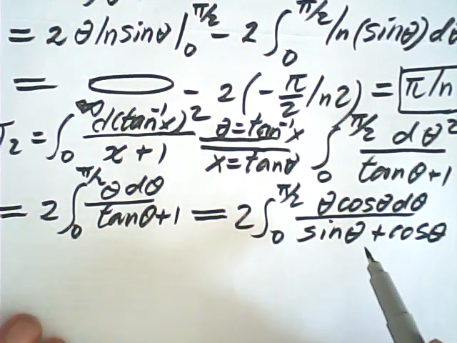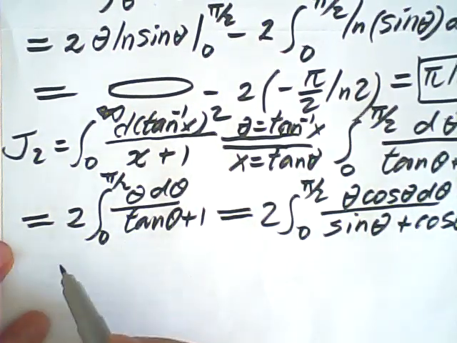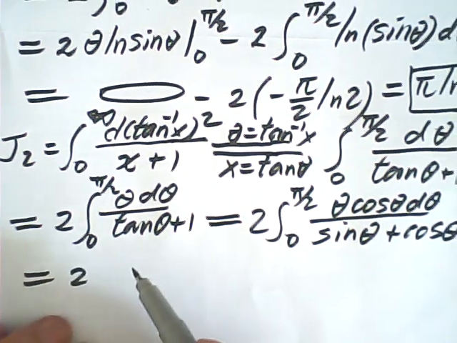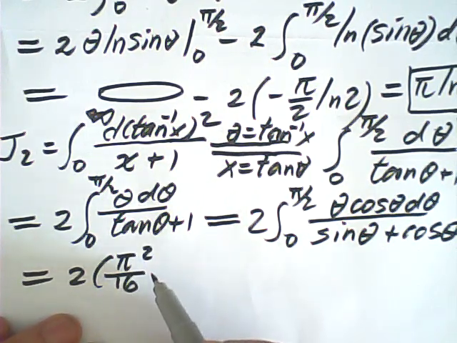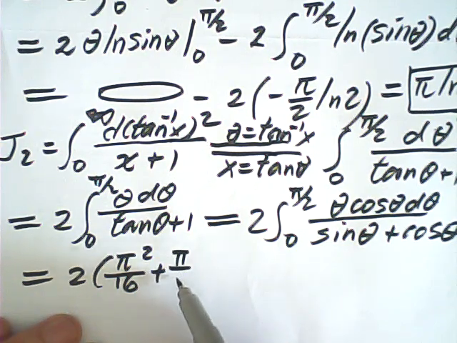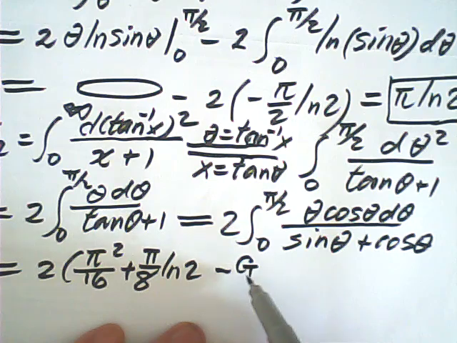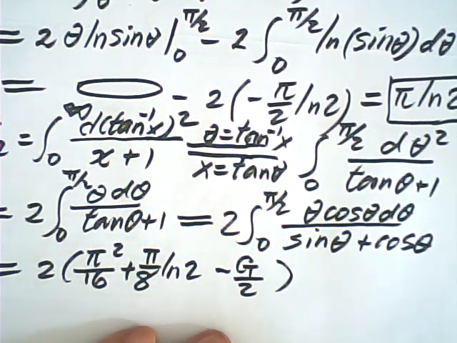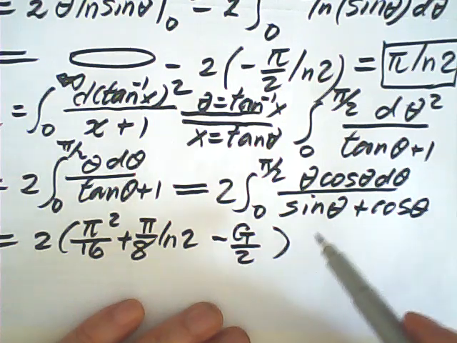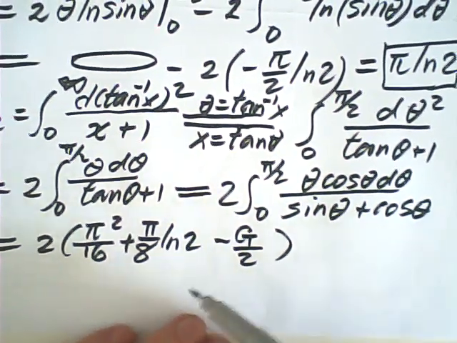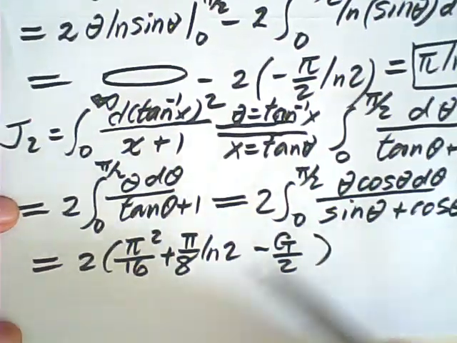For this integral, I have another video showing this result. That is equal to pi squared over 16 plus pi over 8 log 2 minus G over 2. G is the Catalan constant. Okay, if you want to see the detail, you can see the video, and the link is below. I'm not repeating the process, but rather using the result.